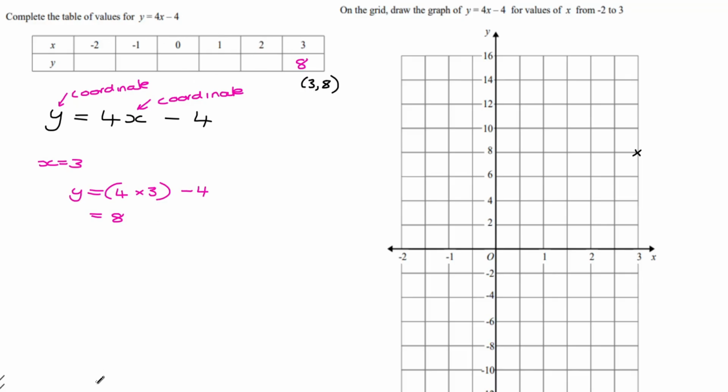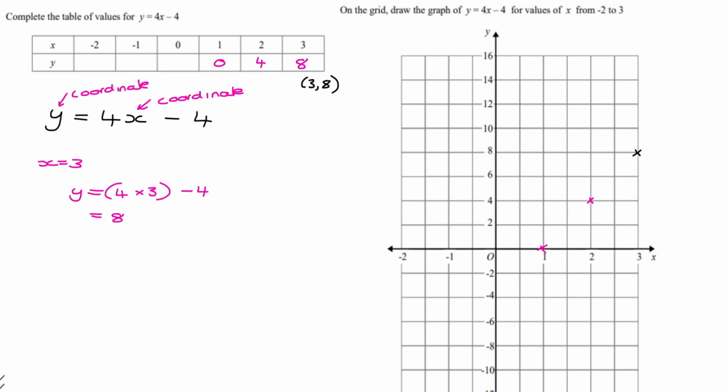So the next one, when x is equal to 2, we're doing 4 times 2. 4 times 2 is 8. 8 take away 4 is 4. So 2, 4 would be another coordinate. When x is 2, y is equal to 4. When x is 1, y is equal to 4 times 1 is 4. 4 take away 4 is 0. And we keep going. Now I'd start to advise students to look for the pattern.